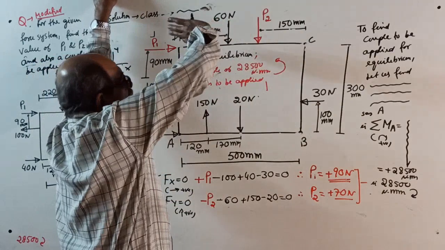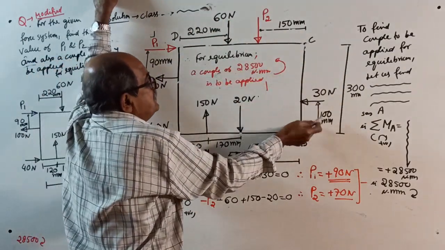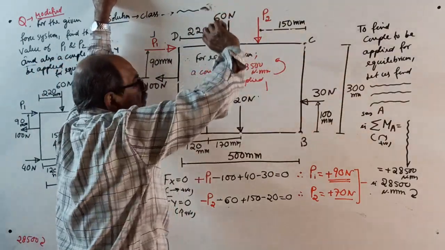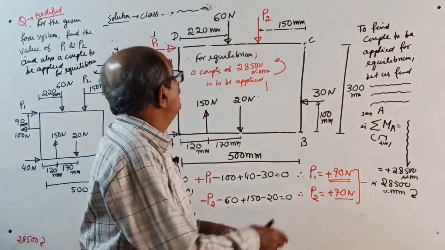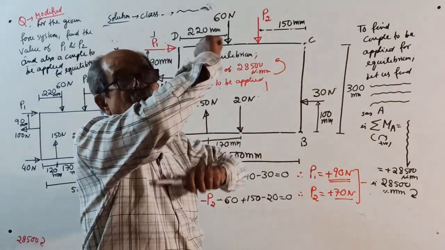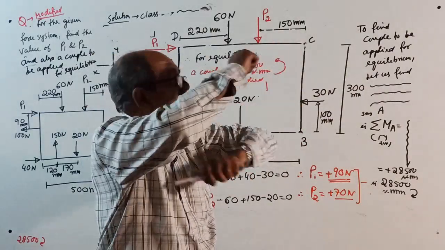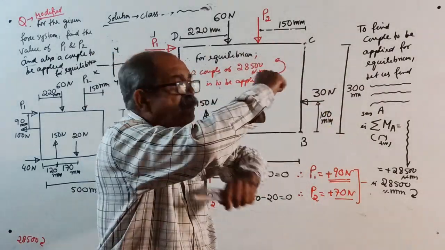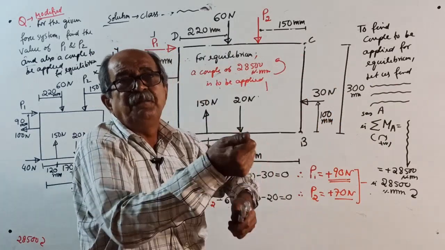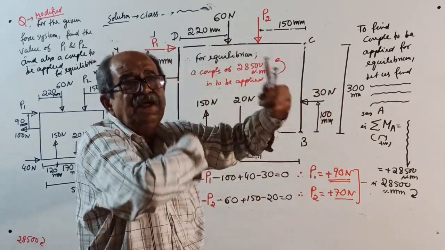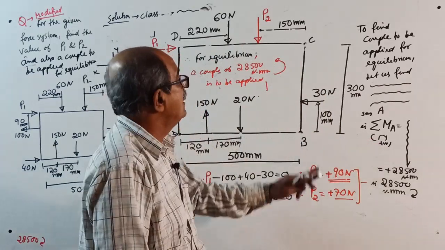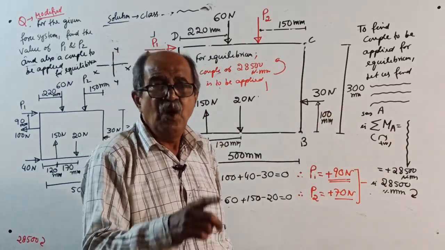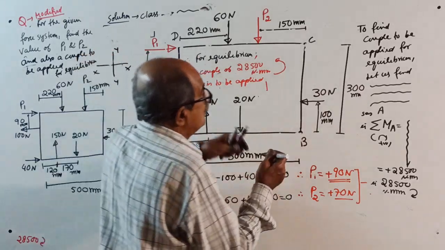Apply one anti-clockwise couple of 28500. Now what will happen? The given force system will rotate the body clockwise by 28500, and this applied anti-clockwise couple of 28500 will balance it. Now sigma M equal to 0. Okay, this is one aspect. Right here, one more thing.